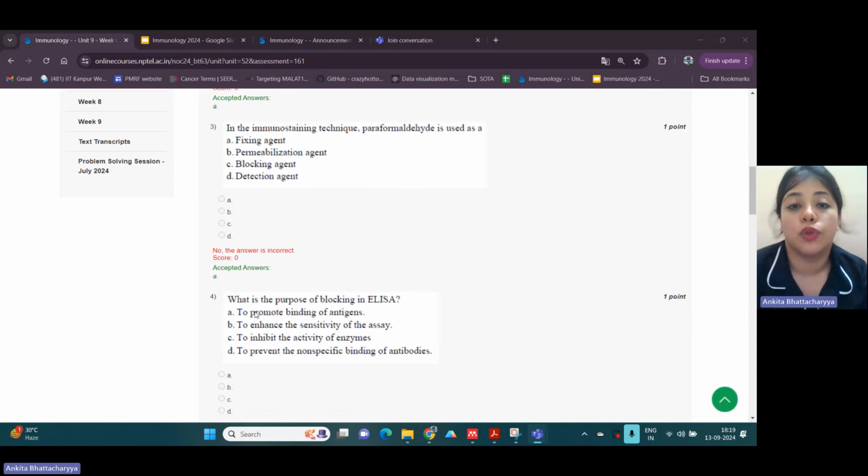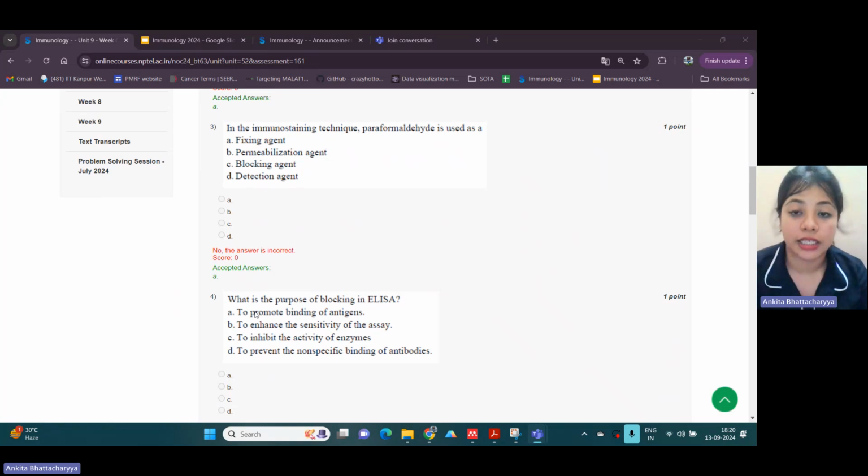Third, in the immunostaining technique, which is a part of immunofluorescence or immunocytochemistry as we know it, paraformaldehyde is used as: A, a fixing agent, B, a permeabilization agent, C, a blocking agent, or D, a detection agent. So paraformaldehyde is actually utilized as a fixing agent.